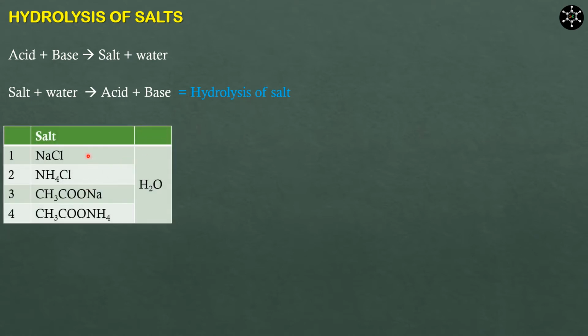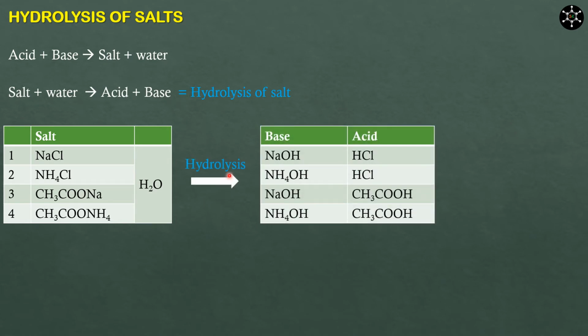Example, addition of these salts into water brings the hydrolysis. Sodium chloride in water gives sodium hydroxide base and HCl acid. Ammonium chloride will give ammonium hydroxide and HCl. Sodium acetate in water gives sodium hydroxide and acetic acid. Ammonium acetate in water gives ammonium hydroxide and acetic acid.